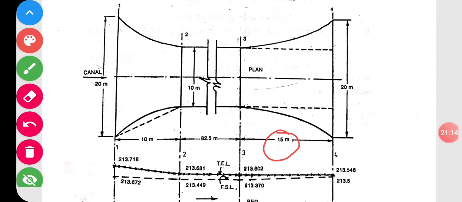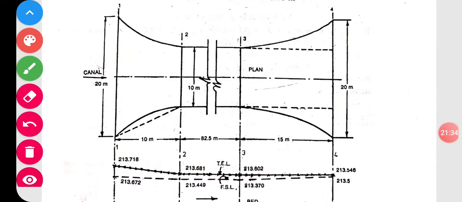So now we have completed three things. First we have completed the drainage waterway, and next the length of the contraction and the length of the expansion. These three things you have calculated. Now let us go to further calculation once again.